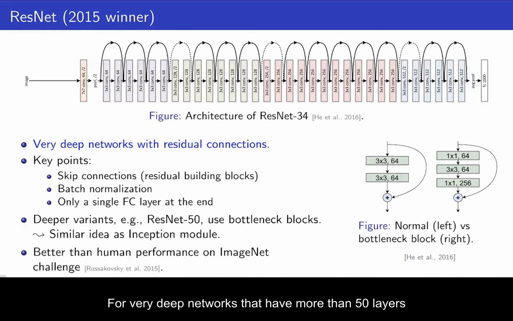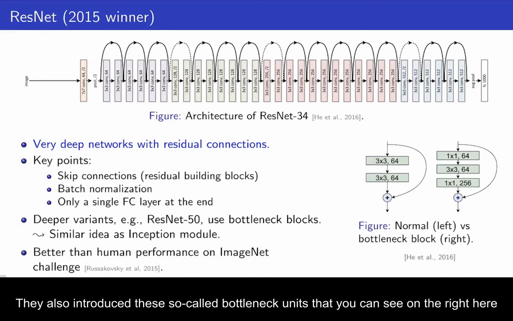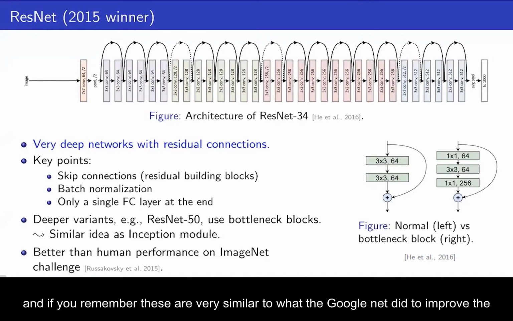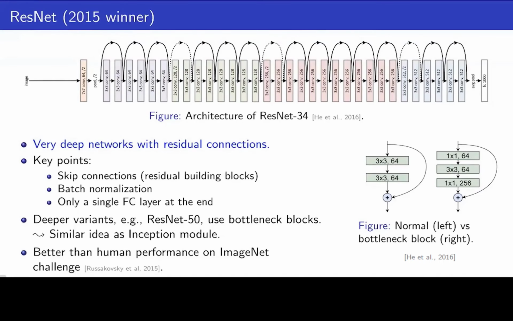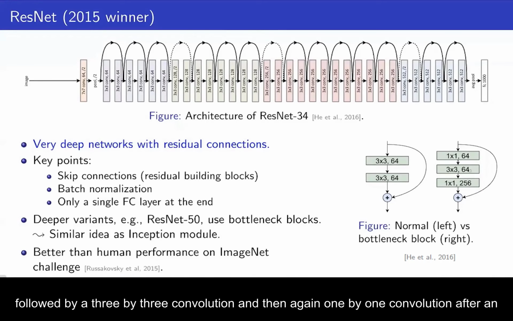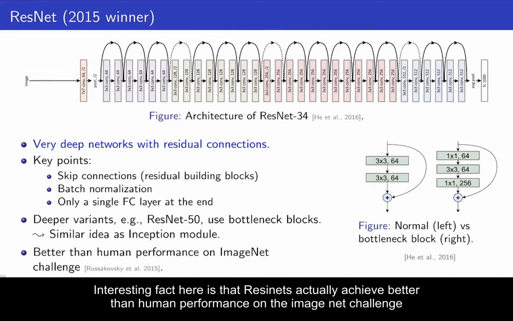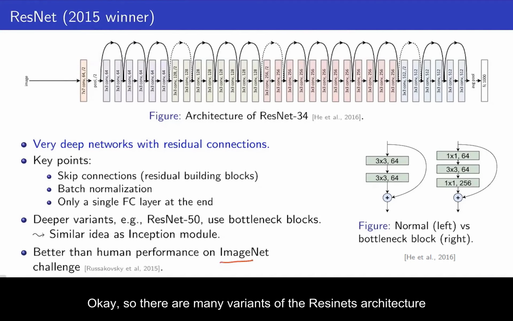And for very deep networks that have more than 50 layers, they also introduced these so-called bottleneck units that you can see on the right here. And if you remember, these are very similar to what GoogLeNet did to improve the efficiency. So they first have these 1x1 convolutions, followed by a 3x3 convolution, and then again a 1x1 convolution after. An interesting fact here is that ResNets actually achieve better than human performance on the ImageNet challenge.